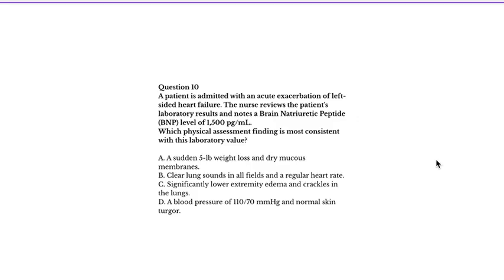So read the question again and look at the stem. A BNP level of 1500, is that normal? Is that low or is that high? And then the question is asking which finding, because it all reflects left-sided heart failure, is most consistent with the laboratory value.